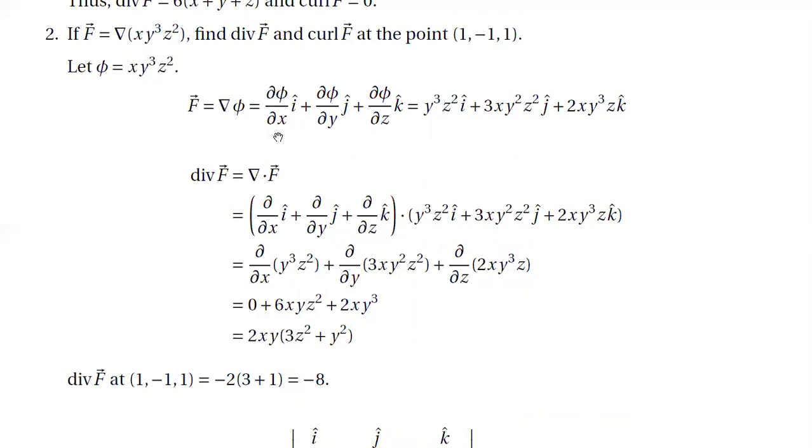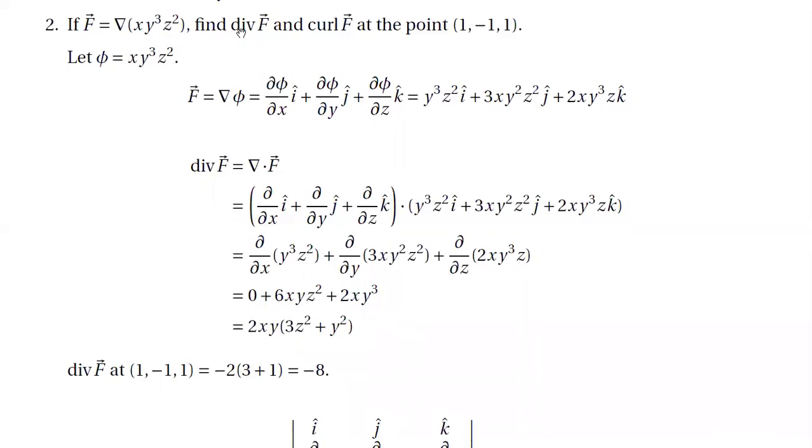Del phi is equal to dou phi by dou x i plus dou phi by dou y j plus dou phi by dou z k. So partially differentiate the given function phi with respect to x only. When you do that, you get y cube z square i as the first term, plus partially differentiate function phi with respect to y. So you get 3x y square z square j, plus partially differentiate function phi with respect to z. When you do that, you get 2x y cube z k. So now you know what is the value of vector f. Vector f is equal to gradient phi or del phi, and this is the result.